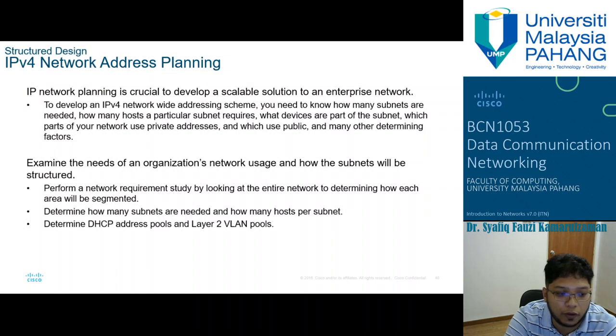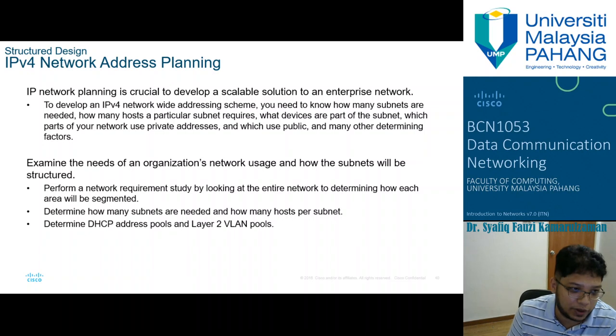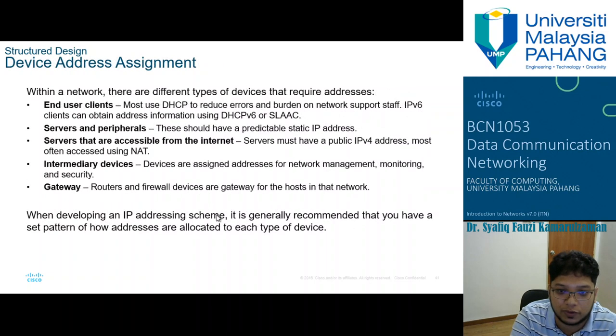For planning all of this IPv4 addressing, IP network planning is crucial to develop a scalable solution for an enterprise network. To develop an IPv4 network-wide addressing scheme, you need to know how many subnets are needed, how many hosts a particular subnet requires, what devices are part of the subnet, which parts of your network use private addresses, which part is public, and many other determining factors. So you need to examine the requirements of your organization in order to conduct network planning. You perform a network requirement study by looking at the entire network to determine how each area will be segmented, determine how many subnets are needed and how many hosts per subnet, and determine DHCP address pools and Layer 2 VLAN pools within the network as well. This one we will discuss later.